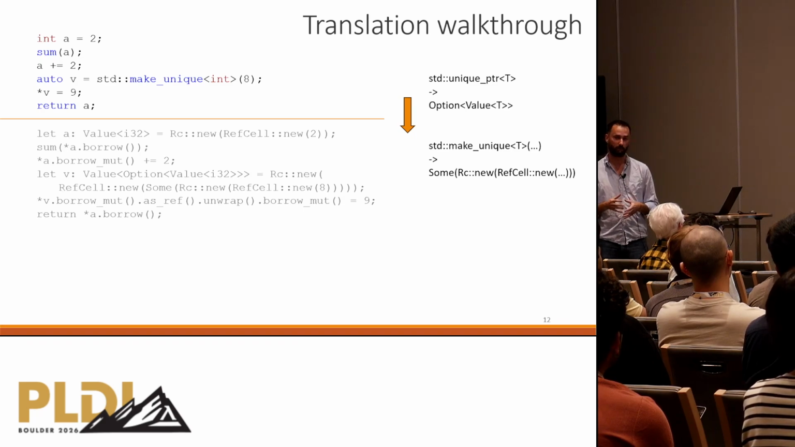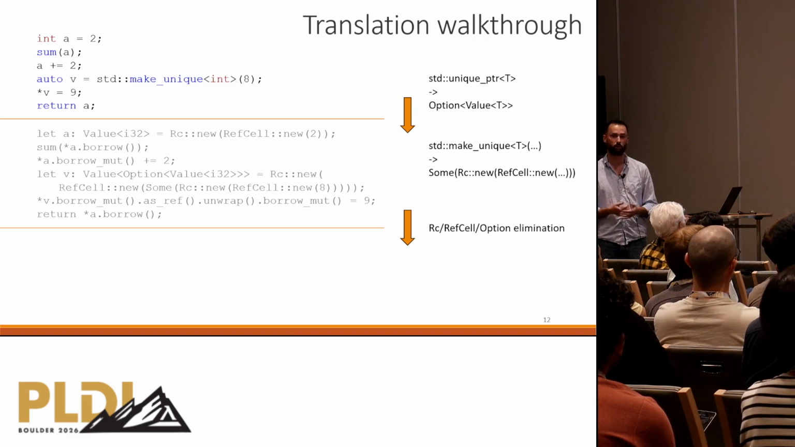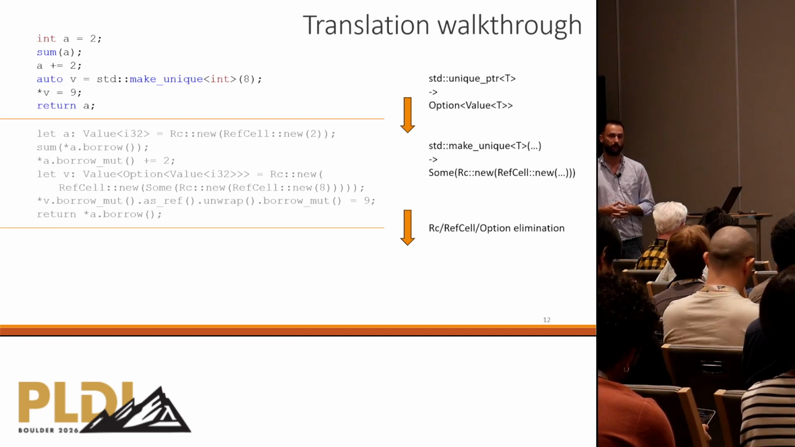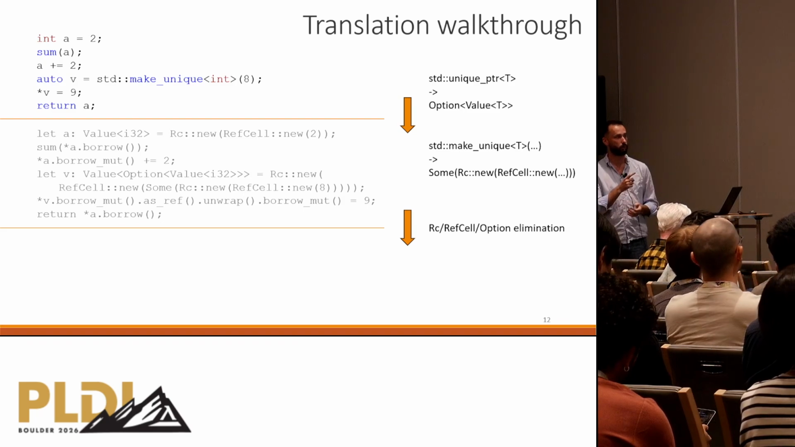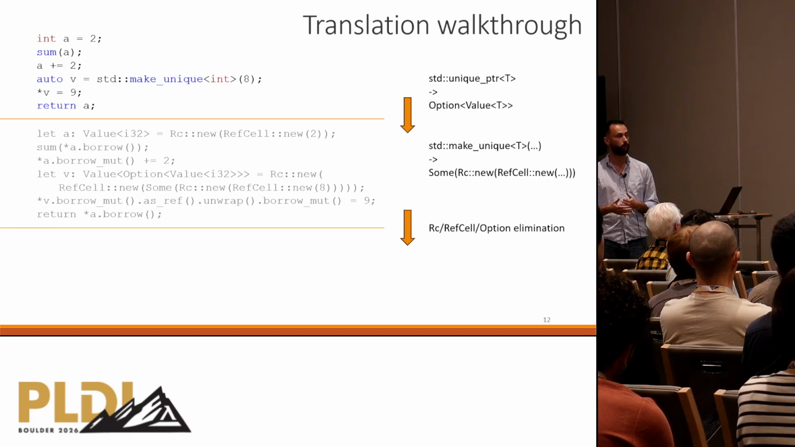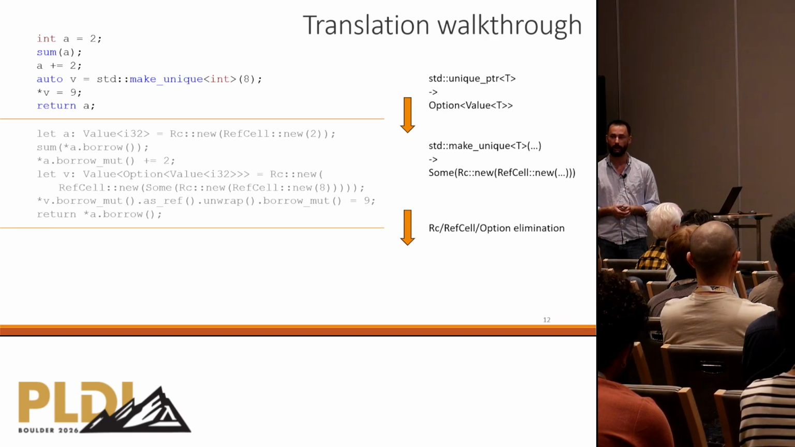So to fix those two problems, we created a set of source-to-source optimizations on the generated code. And up until this moment, we are able to eliminate three constructs: Rcs, RefCells, and Options. I want to present what the preconditions are for doing each optimization and how the code looks at each step.